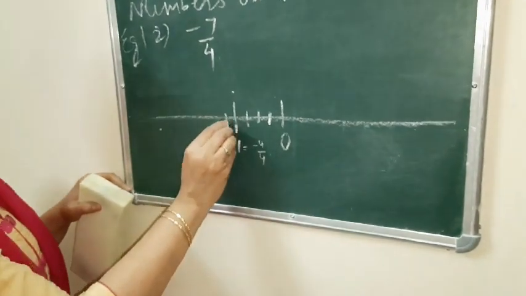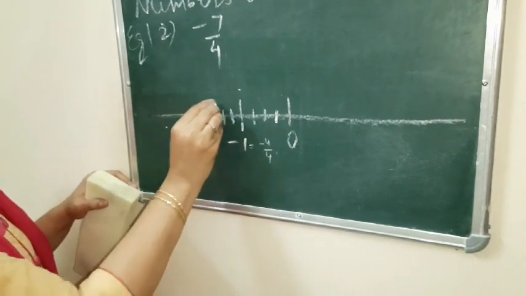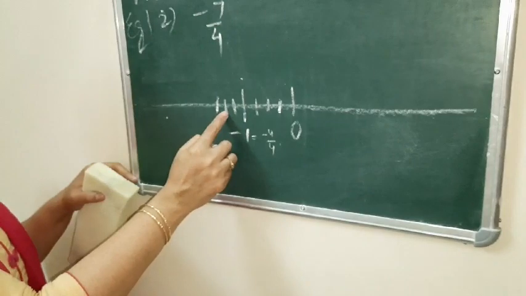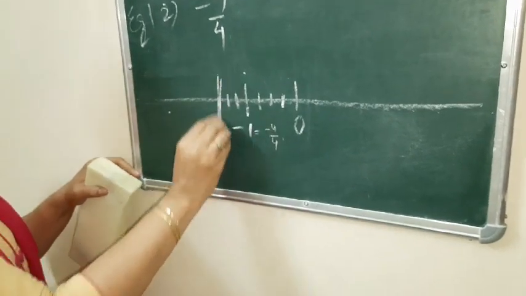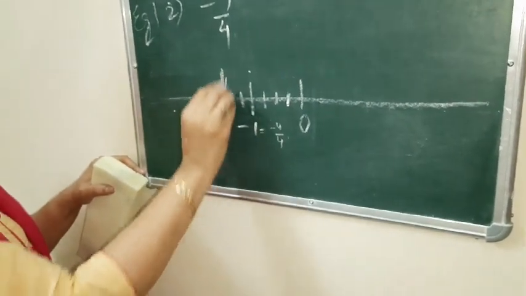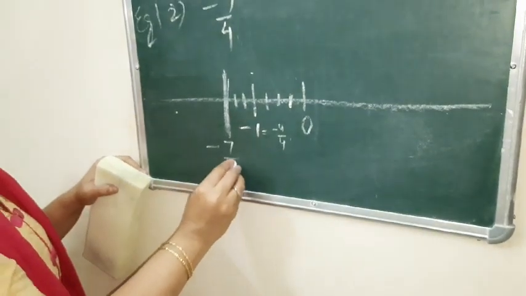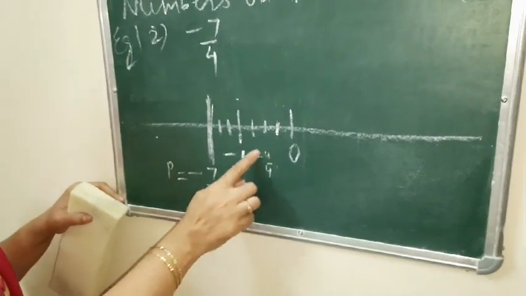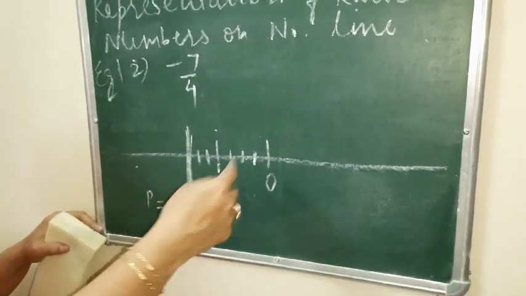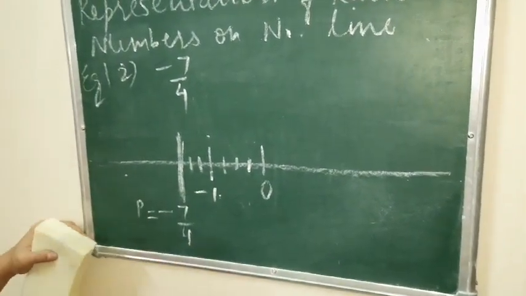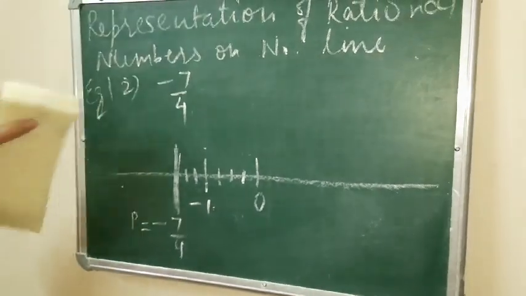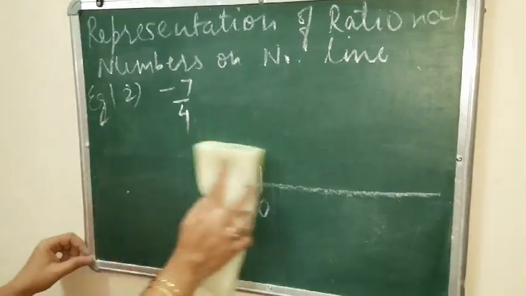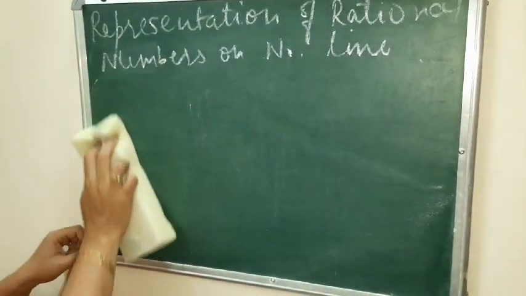So what we'll do? We'll take 3 more divisions. Now we have got minus 4 by 4, minus 5 by 4, minus 6 by 4 and minus 7 by 4. So darken, highlight this line and this will be your minus 7 by 4. I'll name it as P. It is very important to write minus 1 or plus 1 on the number line, and then whatever rational number is given, represent it. So representation of rational numbers on the number line, I hope it is clear.